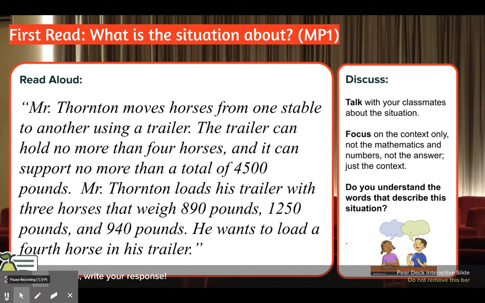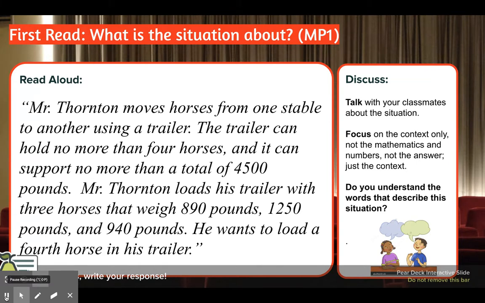So the problem says Mr. Thornton moves horses from one stable to another using a trailer. The trailer can hold no more than 4 horses, and it can support no more than a total of 4,500 pounds. Mr. Thornton loads his trailer with 3 horses that weigh 890 pounds, 1,250 pounds, and 940 pounds. He wants us to load a 4th horse in this trailer. So this is what we're going to discuss with your classmates about this situation.